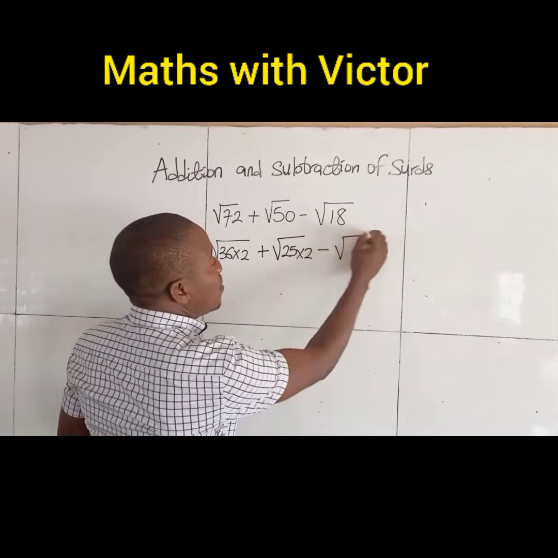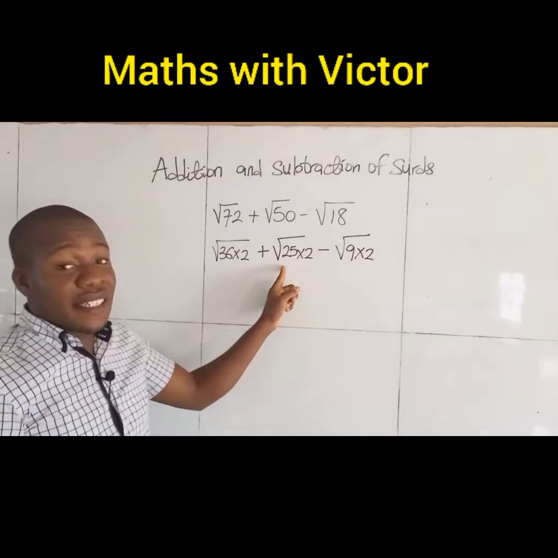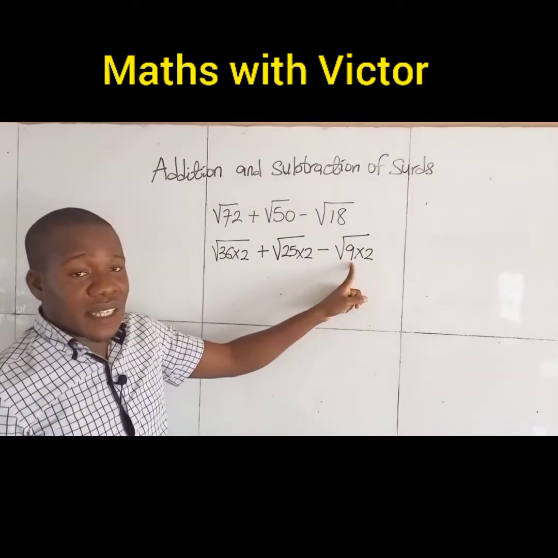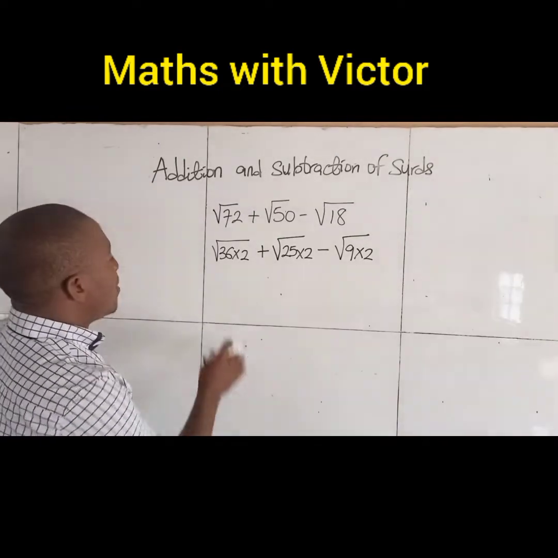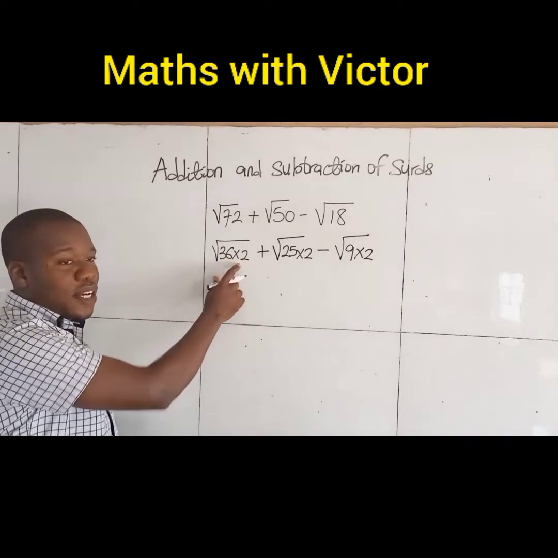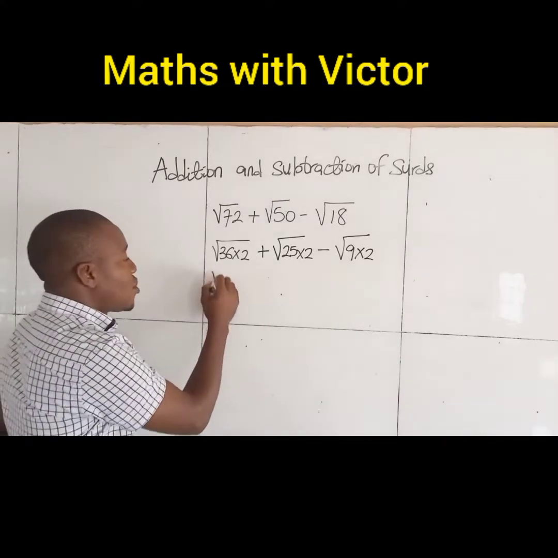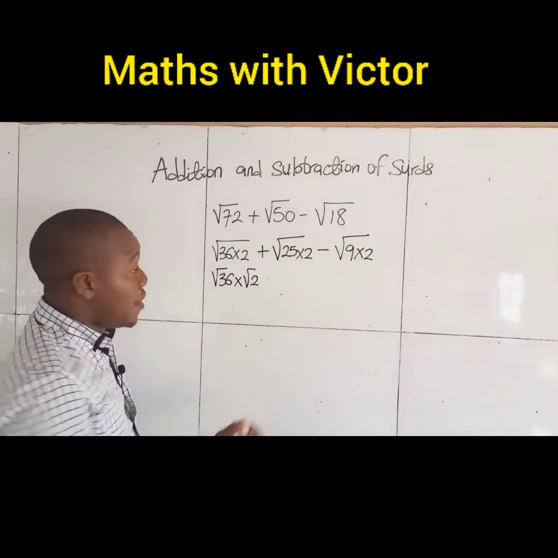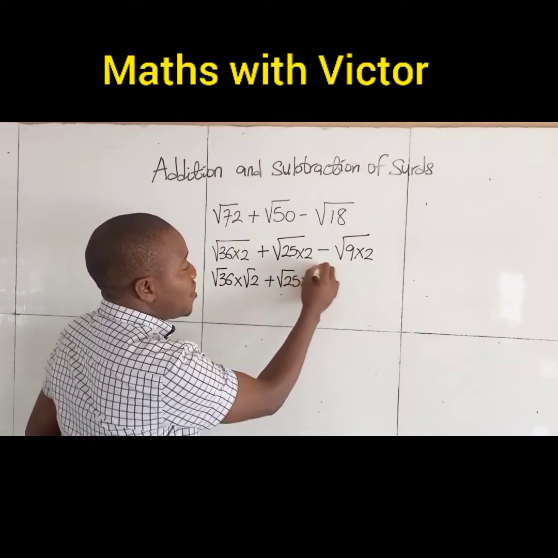Similarly, 18 becomes 9 times 2. The same reason why I cannot use 10 and 5 here is the same reason why I cannot use 6 and 3 here, because neither 6 nor 3 is a perfect square. So we can proceed now. In the rules of surds, remember this square root is for both 36 and 2. So we can split them. So instead of square root of 36 times 2, I have square root of 36 times square root of 2. The same way here, plus square root of 25 times square root of 2.